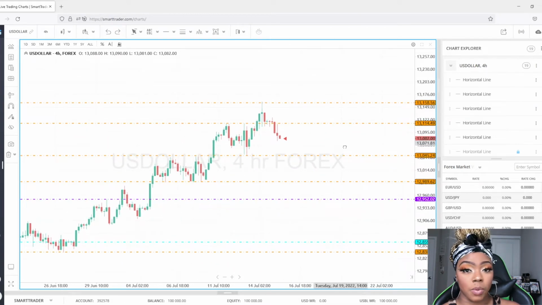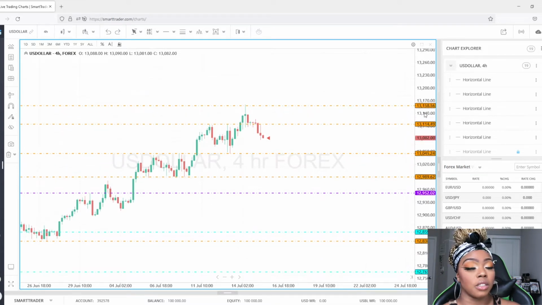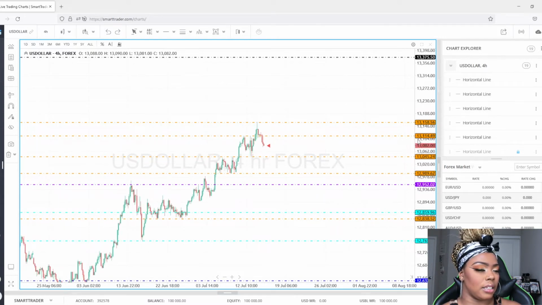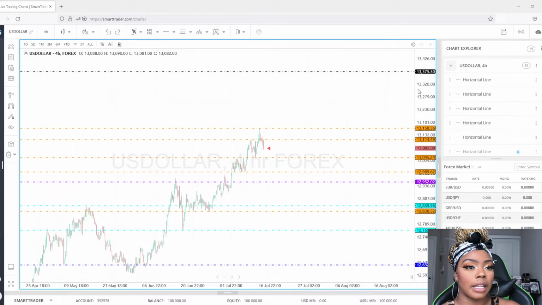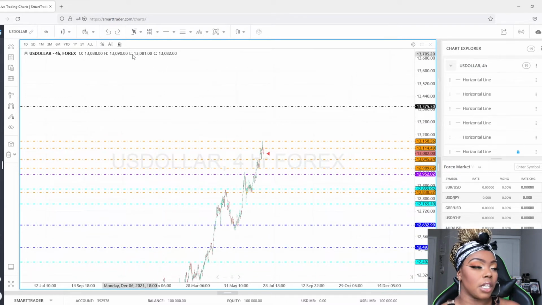I am a swing trader. I also do day-to-day trades and stuff like that. But the way I do my analysis, I go based off of the extreme highs and extreme lows, because that's when you'll see price reverse or retrace. And yeah. Okay, so now that I have everything marked out, I'm actually gonna go back to the weekly.